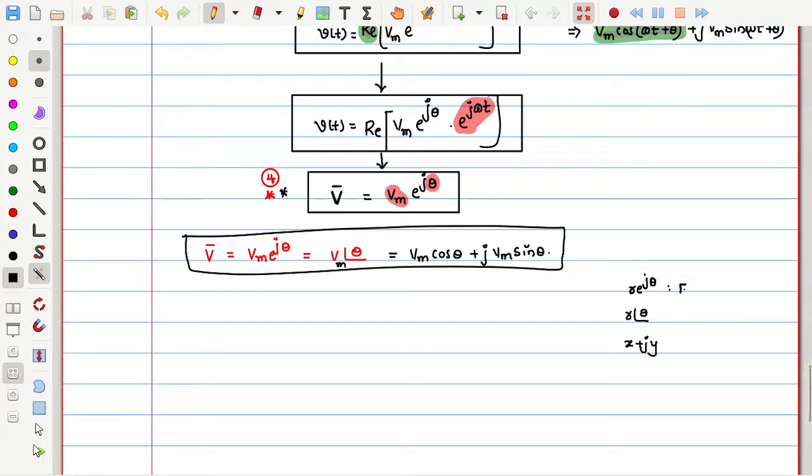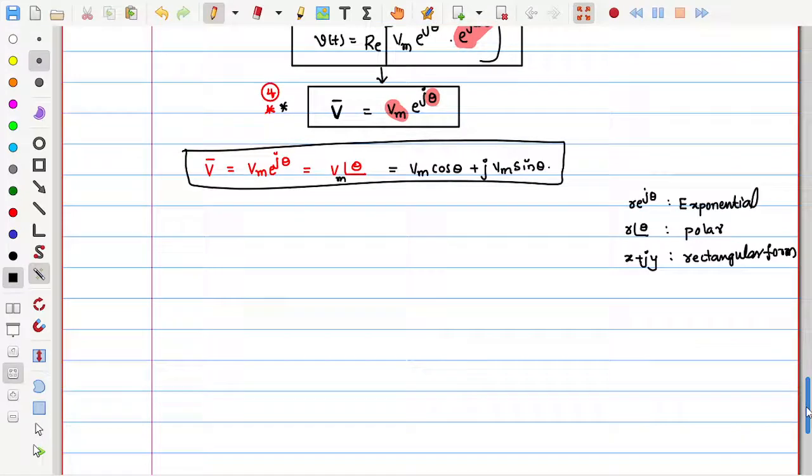Let me write exponential form, polar form and rectangular form. In any of the forms we can represent these things. All are equivalently same.